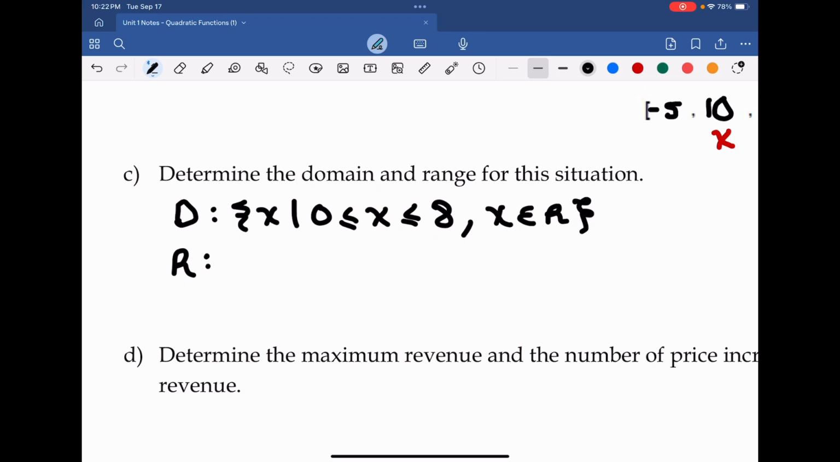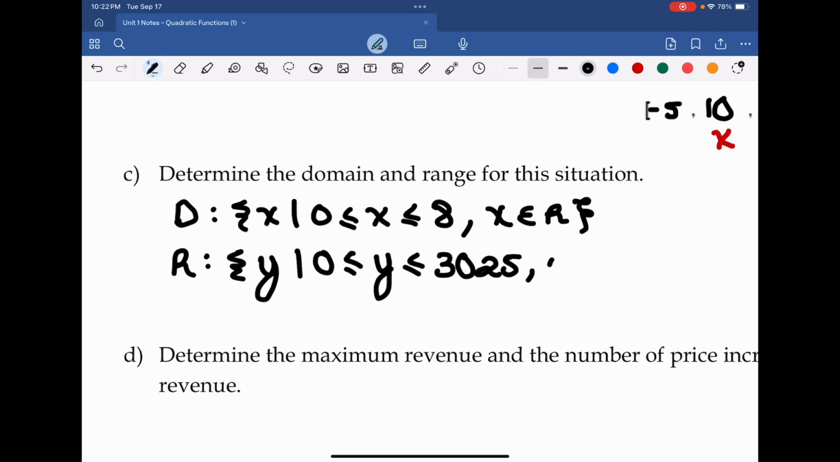The range, we're going to write this as y such that it starts at 0. We can technically make 0 money, and then it must be greater than 0, but it's less than the maximum, which is 3025. And then as long as it's between there, realistically, we could break this revenue down into infinite combinations, because depending on what we sell the tickets for, there's going to be a totally different revenue that goes with that.